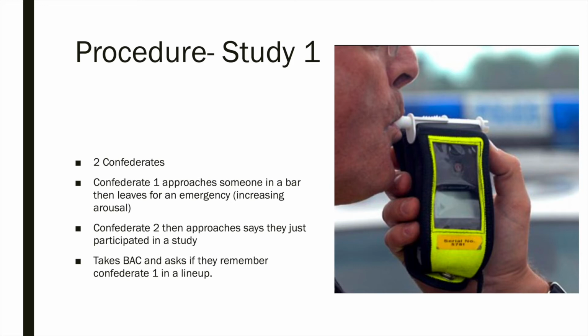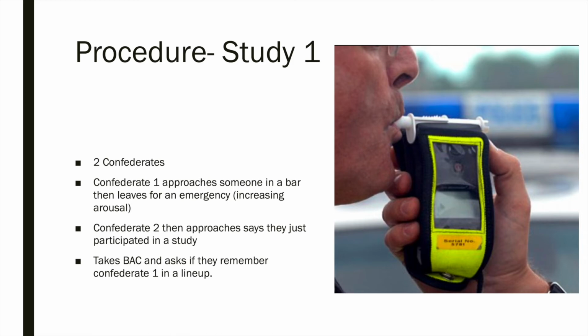The first, study one, involves two Confederates, where one Confederate will approach someone in a bar. They'll speak to them for about 90 seconds about clubbing, and then they'll receive a phone call about an emergency involving an ambulance, and they'll make sure that they're in earshot of the participant before ducking off, so the participant has an increased level of arousal, which is aimed at that alcohol myopia theory.